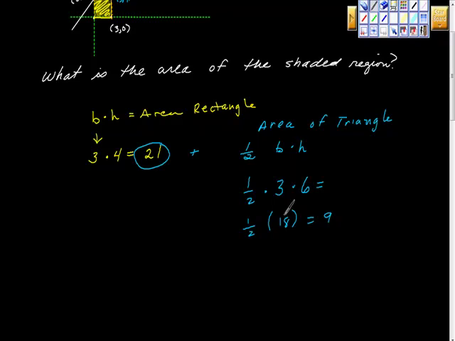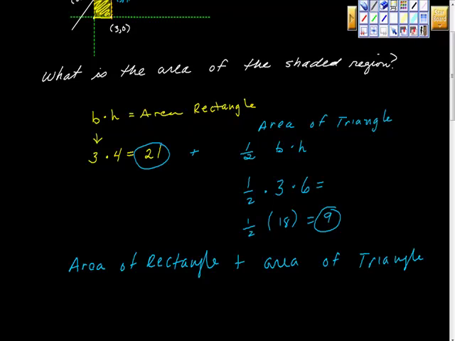So we know that the area is the area of the rectangle plus the area of the triangle. So area of rectangle plus area of triangle equals 21 plus 9 is equal to... Oh my gosh! Oh, okay. You're trying to see. That's cool. No, that's all right.